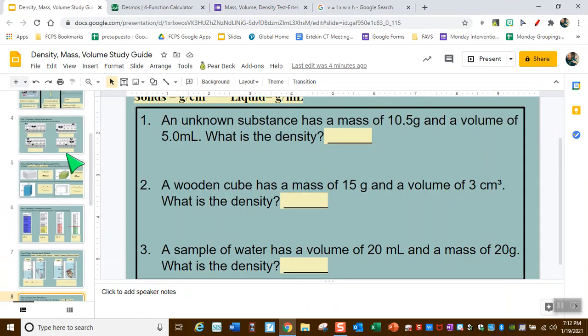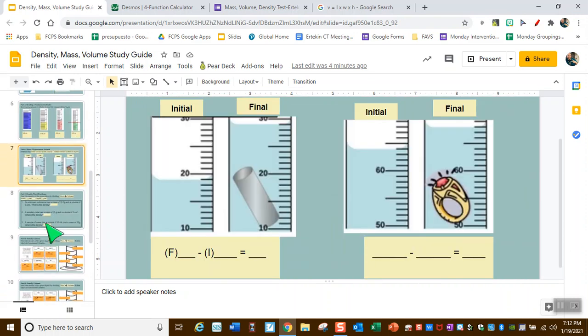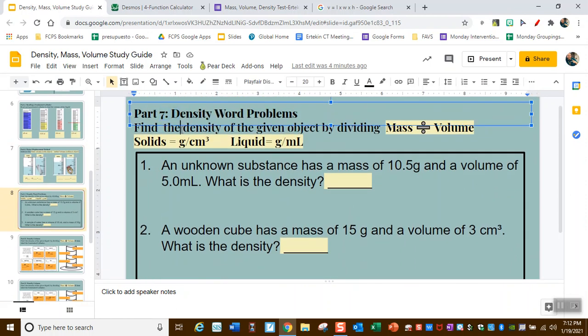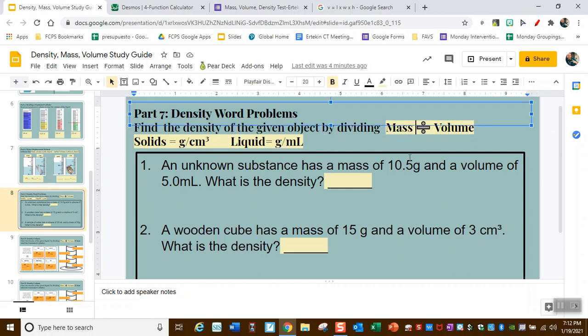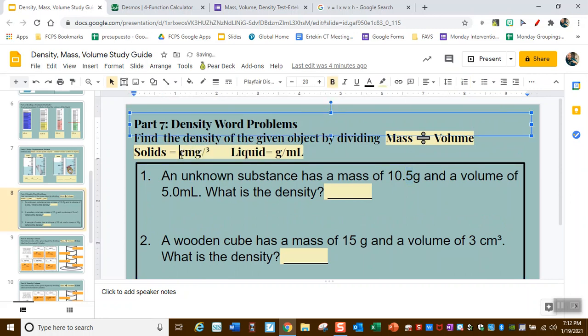Okay, we did mass, we did volume, we did water displacement. Now let's put it all together and do density, okay? Find the density of the given object by dividing mass divided by volume, okay? Calculen la densidad haciendo masa dividido por volumen, okay? If it's a solid, we use this unit, okay? Si es un sólido, usamos esto. If it's a liquid, we use this. Si es un líquido, usamos esto.